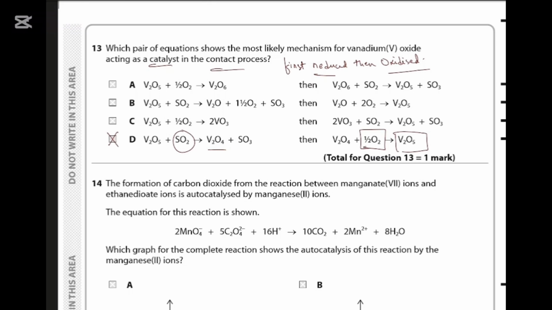Since the catalyst cannot change, its initial and final condition should remain the same, V2O5. So this is what happens in the other equations. This doesn't happen.